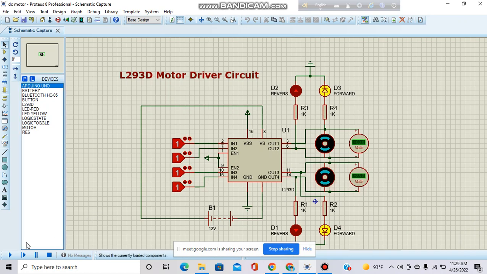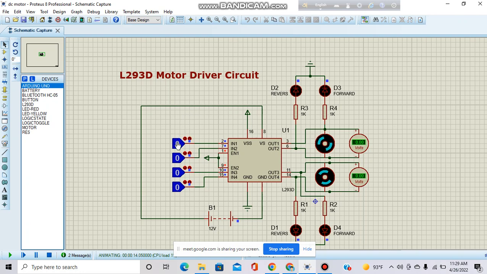In this circuit, the motor driver circuit is a complete system for controlling DC motor speed and direction using the L293D IC. Components of this circuit: we have used an L293D IC, 2 DC motors, 4 diodes, 4 resistors, 2 LEDs for notifications, a 12 volt battery, and some analog sources.